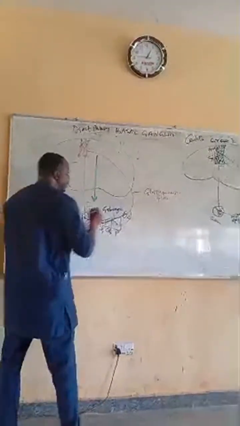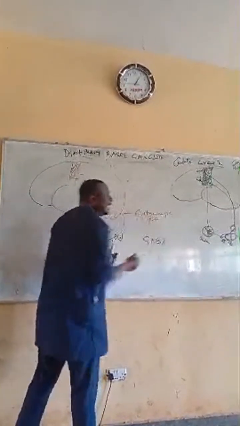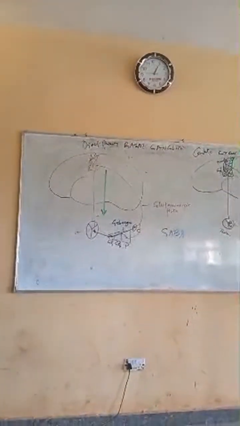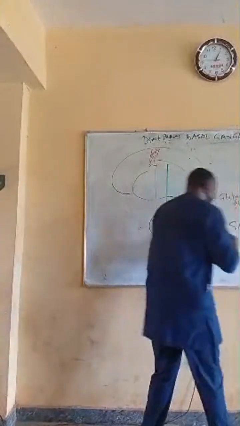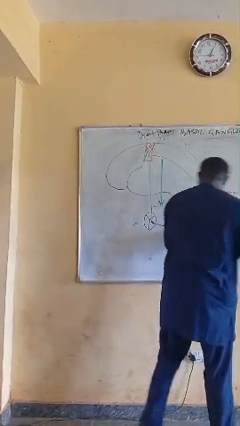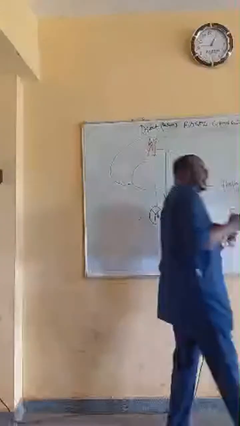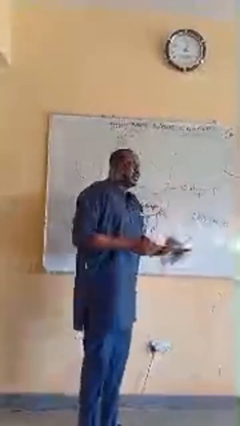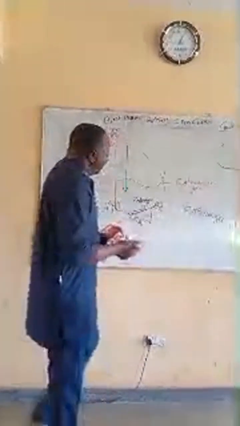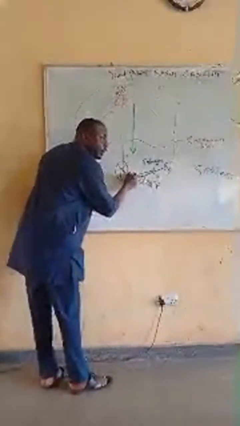What's the meaning of GABA? Gamma-aminobutyric acid. This one is glutamate. Any fiber or neuron that releases GABA is known as a GABAergic fiber. Any fiber that releases glutamate is known as a glutaminergic fiber.